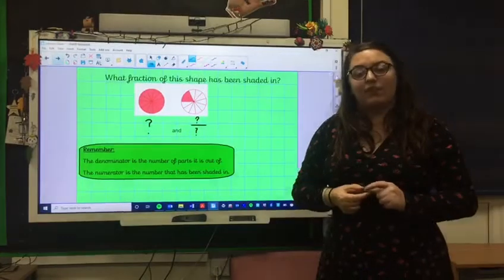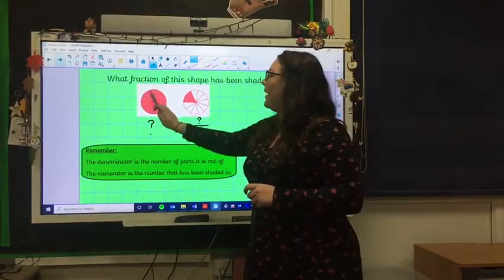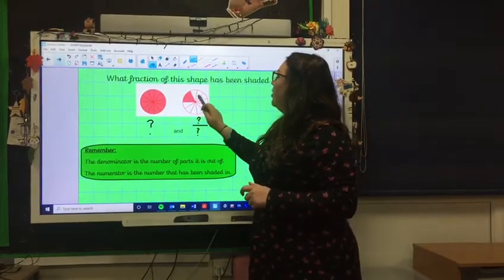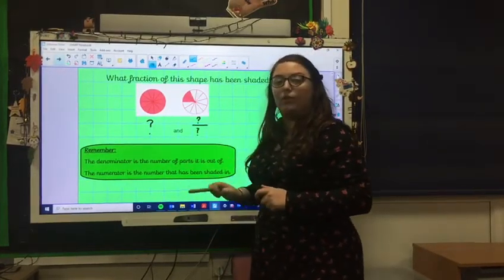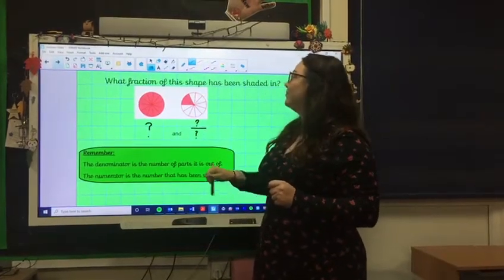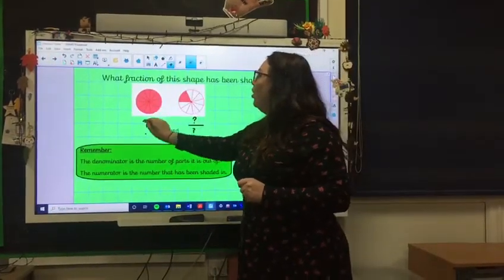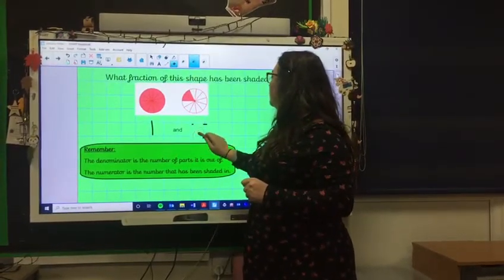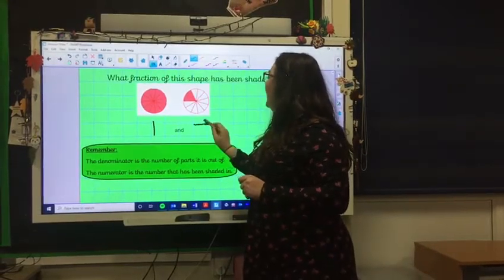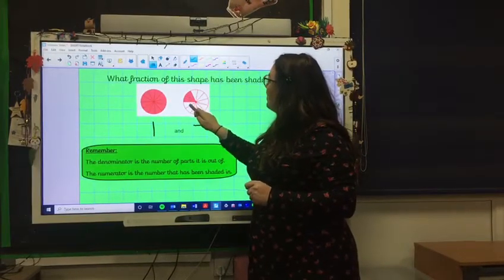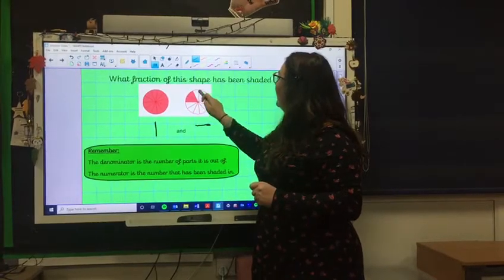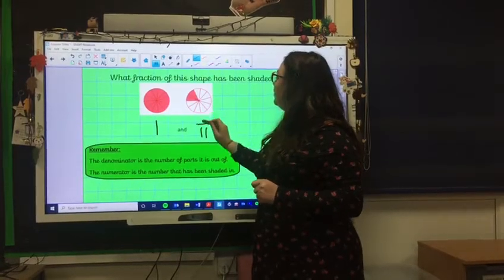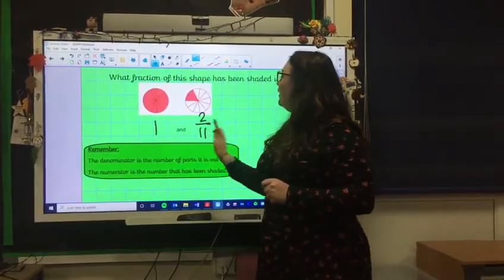Okay, have a think of this one independently. Think how many whole pizzas we have. Remember the numerator is how many have been shaded in. The denominator is how many pieces there were in total. So pause the video and give it a go. So you should be able to tell me that we have 1 whole pizza here. We had, for each pizza, 1, 2, 3, 4, 5, 6, 7, 8, 9, 10, 11 slices. And 2 are left, so 1 and 2/11.